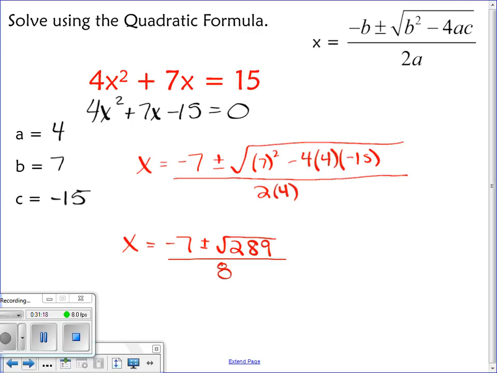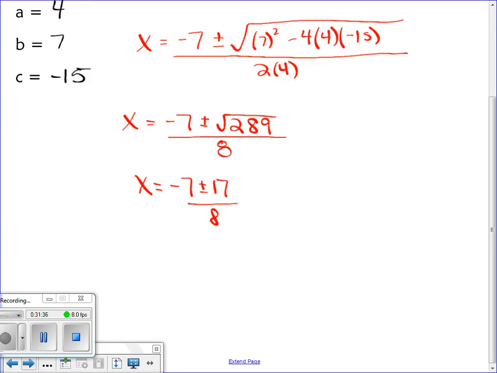Square root of 289. Can I do anything with that? That's 17. It is perfect. So negative 7 plus or minus 17 over 8. It's perfect. Hey, look, if I have something with no radical, what should I do? Yeah, finish that. Keep going.